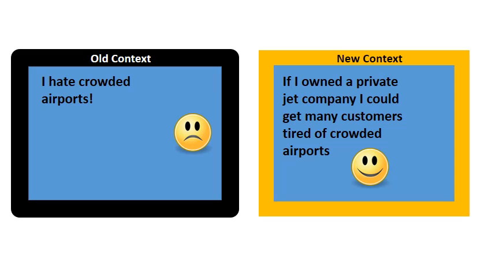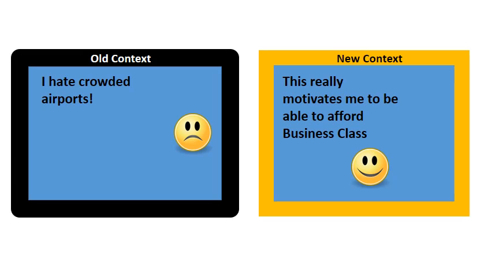So let's say you hate crowded airports, like I used to. How could that be useful? Who could use that? Well, the owner of a private jet company could use that to his benefit. One person's problem is another person's profit. You see? It's the same principle. And then you say, well, I hate crowded airports, but I can't afford a private jet company. So I say, okay, how else could you re-contextualize that to feel better about it?